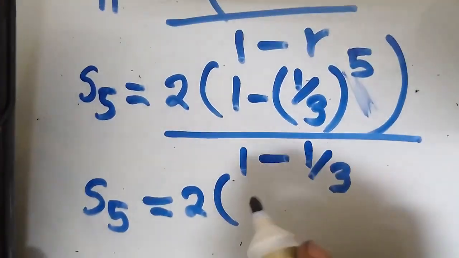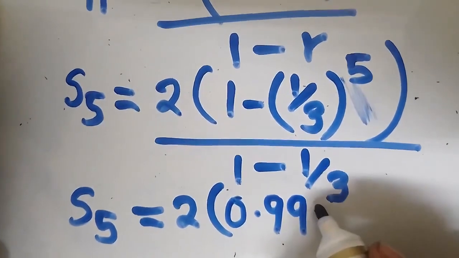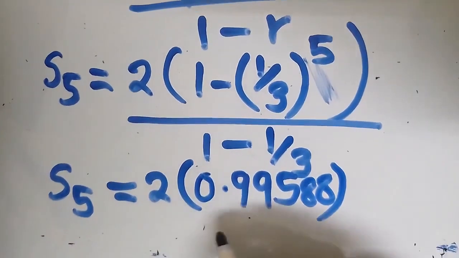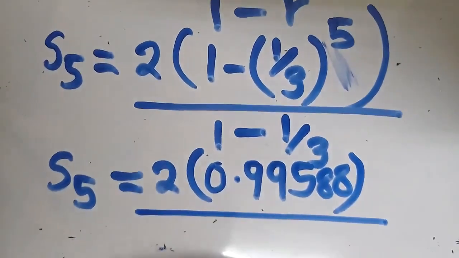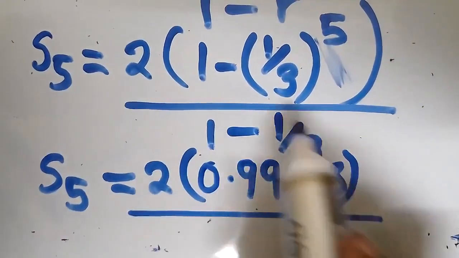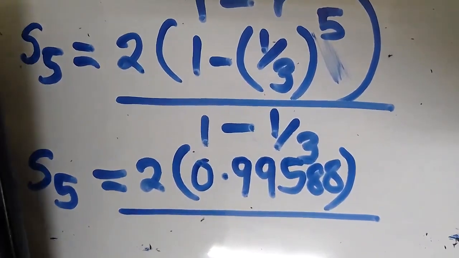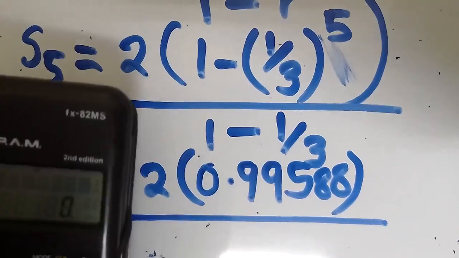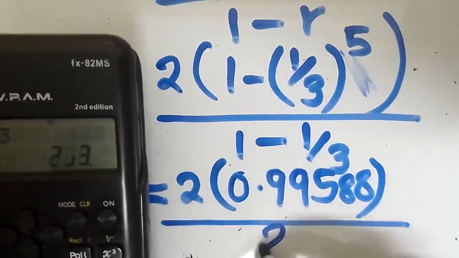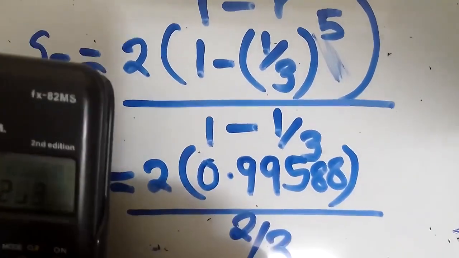The answer is 0.99588, something like that. Then over 1 minus 1 over 3. I know there are certain people that can't find this one, so that's the reason why I'm using a calculator, so that I reduce the work. What's the answer? The answer is 2 over 3.